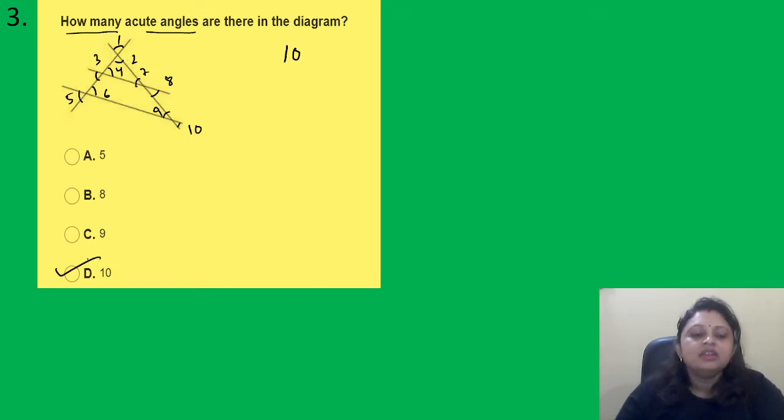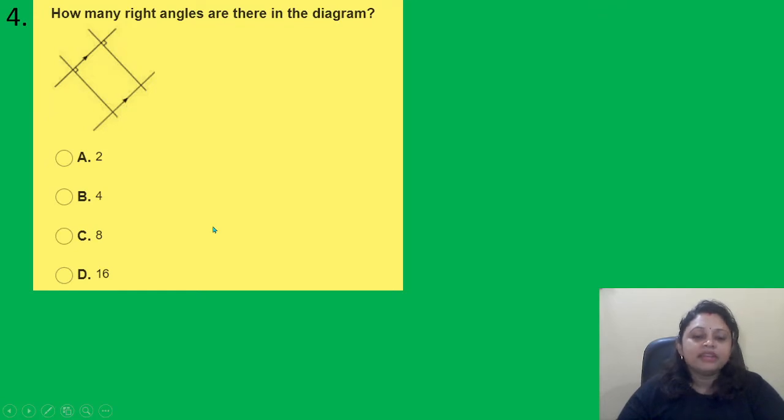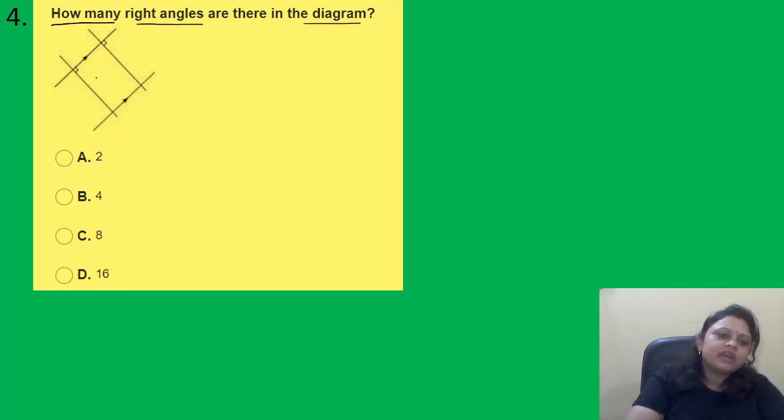Got it, everyone? Coming to the next question. How many right angles are there in the diagram? Option A 2, B 4, C 8, D 16. We have to find how many right angles are there in the diagram. As you can see, these are parallel lines, right? And here this is given, that means these are 90 degrees or right angles. That means this structure is enclosing a rectangle.